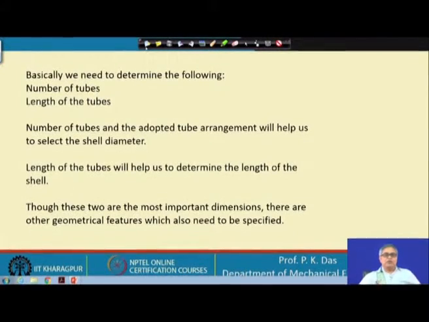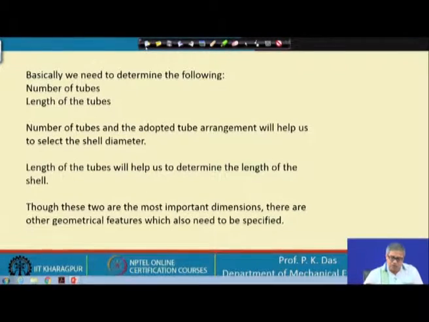Initially we want to know how many tubes we need for this heat transfer. The rate of heat transfer has been given to us. The tube-side liquid velocity we have got, the liquid flow rate we have got. So the number of tubes we have to find out, and then the length of the tube, that is also very important. When we get the number of tubes and the length of the tube, then gradually we are moving towards the entire size of the shell and tube heat exchanger.